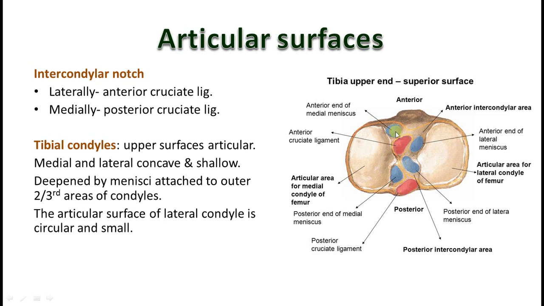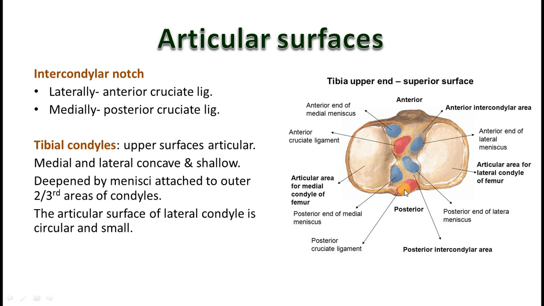You have the anterior horn of medial meniscus, anterior cruciate ligament, anterior horn of lateral meniscus, posterior horn of lateral meniscus, posterior horn of medial meniscus, posterior cruciate ligament. So these attachments, if you know, then you can write the attachments for the medial meniscus and the cruciate ligament. So they are present in the intercondylar area.